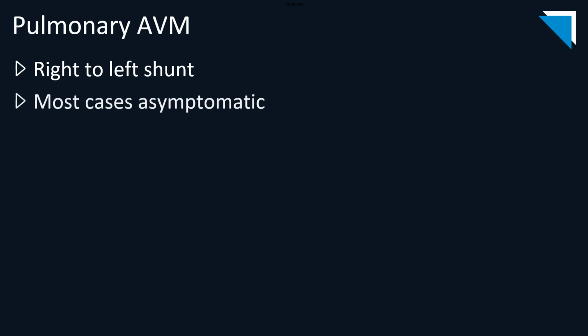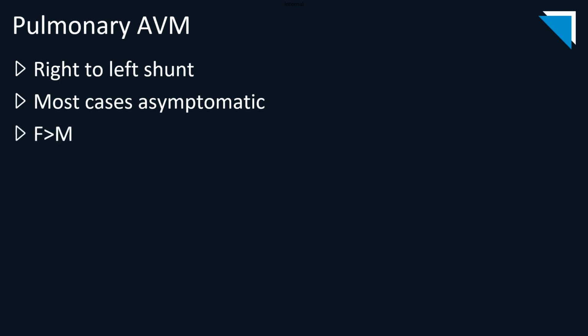Let's briefly discuss pulmonary arteriovenous malformations. The abnormal connection between the pulmonary arteries and pulmonary veins results in a right-to-left shunt. The vast majority of cases are asymptomatic. When symptoms do occur, they generally present in adulthood, even in the case of congenital lesions. The most common presenting symptom is dyspnea, although paradoxical emboli can also occur.